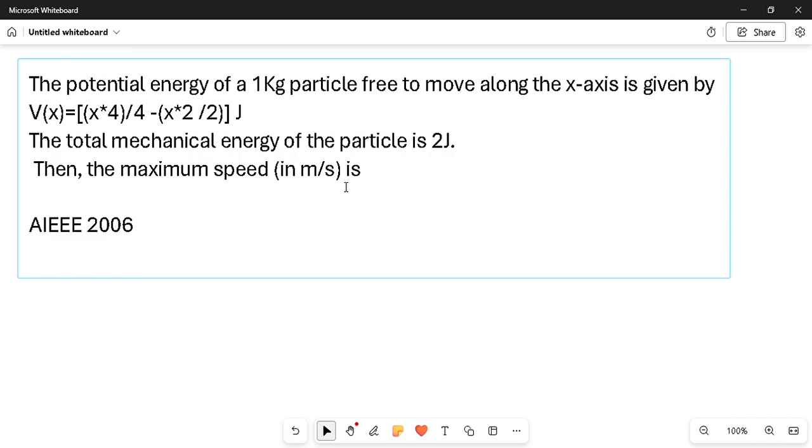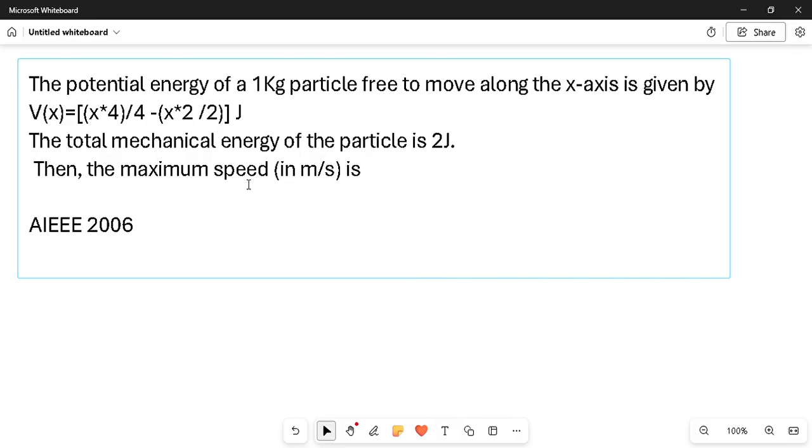So how should we proceed to solve it? The mass of the particle is 1 kg and it is moving along the x direction with this potential energy, and the total mechanical energy of the particle is given, 2 joule. We need to find the maximum speed.